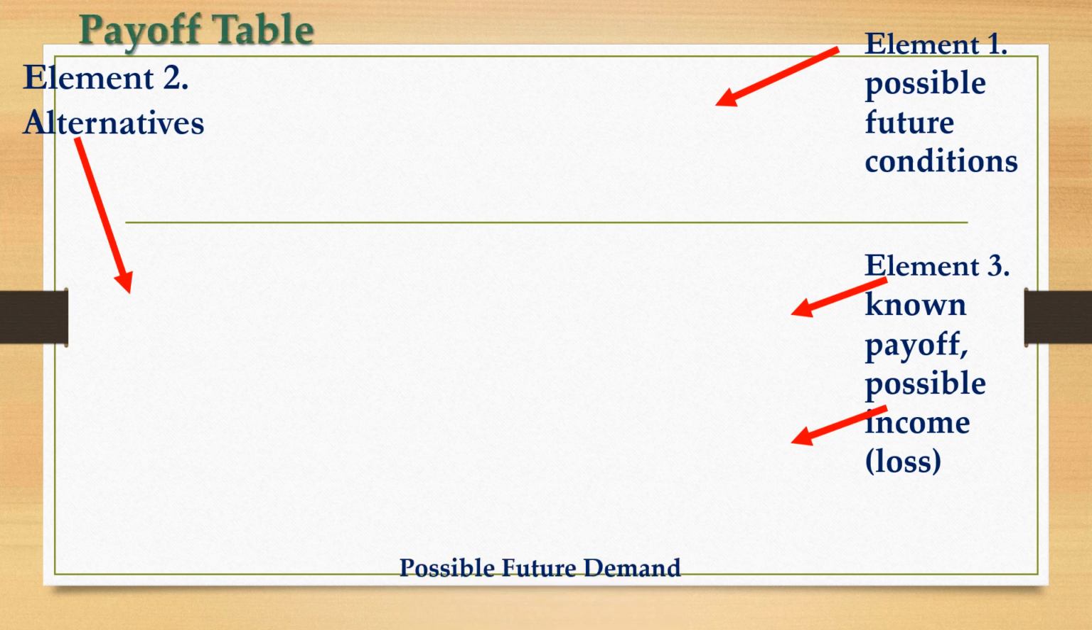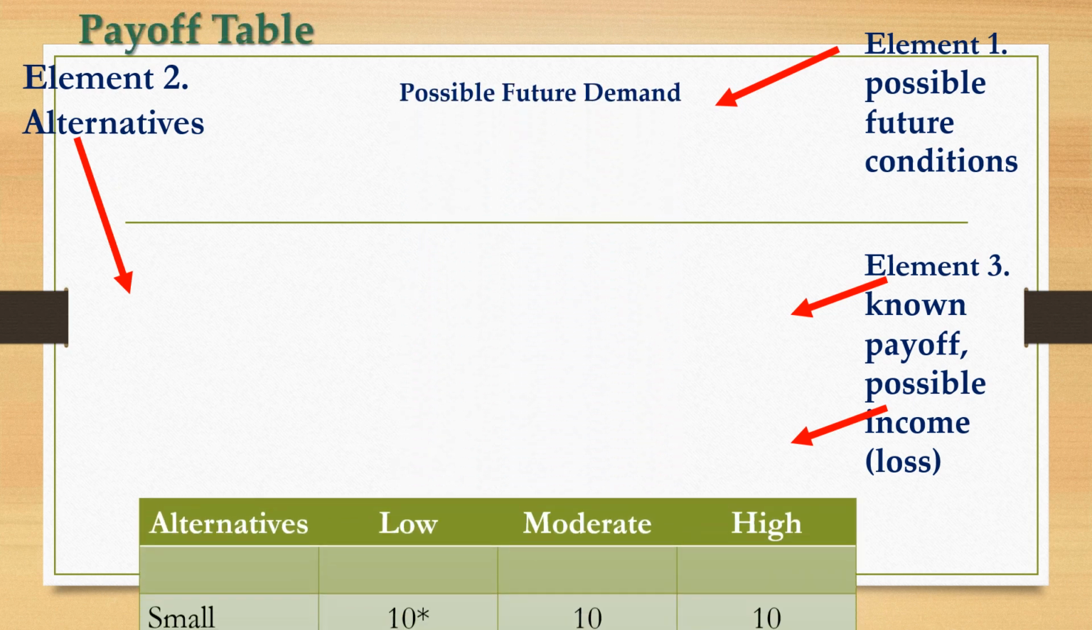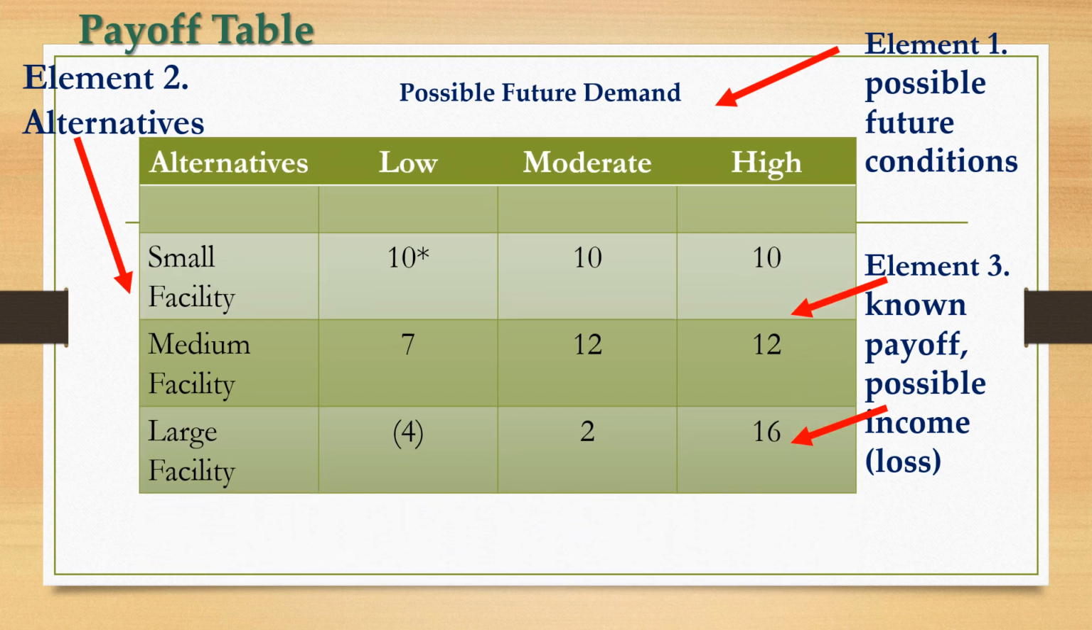In decision making, we make use of the decision theory approach, and the decision theory could be represented by a payoff table. So a payoff table looks like this one, the same table that I have on your Activity 2, on your Learning Packet 2. And in decision theory, it should have these three elements. So the first element is the possible future conditions or the possible states of nature or the possible future demand for your products or services.